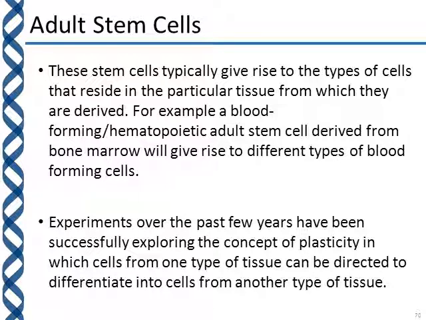Adult stem cells are those stem cells which typically give rise to the types of cells that reside in a particular tissue from which they are derived. For example, a blood-forming or hematopoietic adult stem cell derived from the bone marrow will give rise to different types of blood-forming cells. Experiments over the last few years have been successful in exploring the concept of plasticity, in which cells from one type of tissue can be directed to differentiate into cells of another type of tissue.